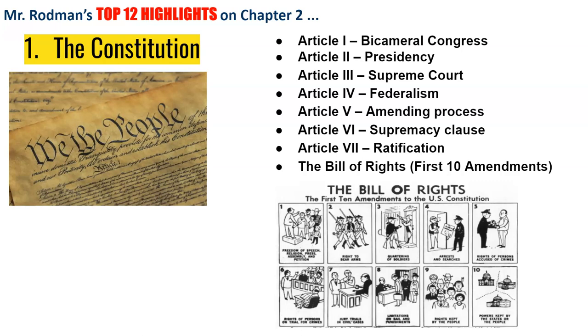We see Article 4 here, this idea of federalism, the sharing of power between states and the national government, the role that federalism plays in terms of states and states' rights, in addition to the power of the national government and its rights, and this sharing of power along the way.